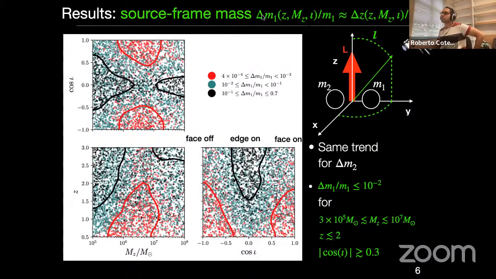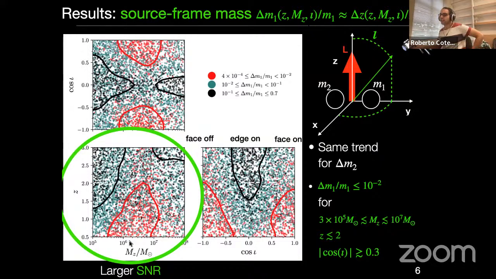Again, here I'm showing the uncertainty for the primary. The same is true for the secondary. And again, here I'm showing it as a function of Mz, the redshifted total mass of the system, and the redshift, but also the inclination angle, that is the angle at which the observer sees the binary in the source frame, with respect to the orbital angular momentum of the binary.